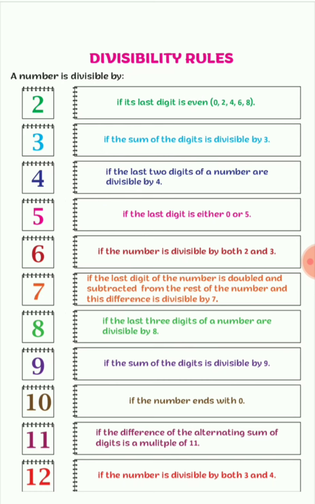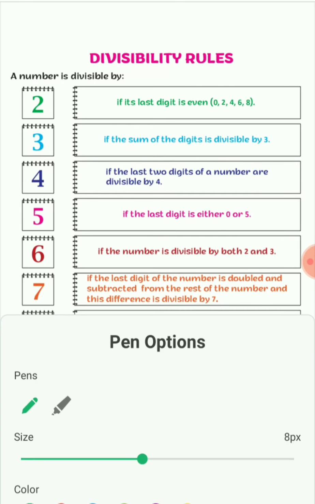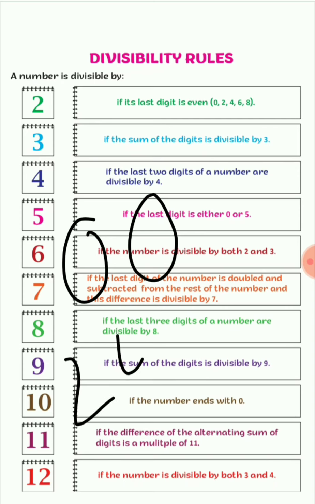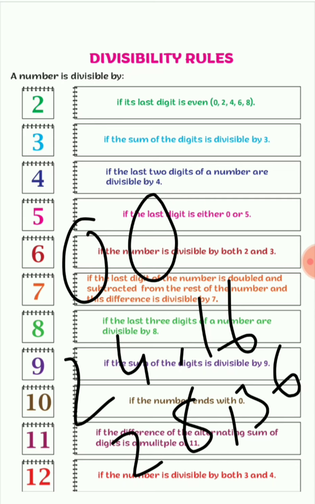Now to check the divisibility rule by 4, we just check the last 2 digits of the given number. If the last 2 digits of the given number are either 0 0 or a number which is divisible by 4, like 24, 16, 28, 36, then the number will be divisible by 4. What is the divisibility rule for 4? We just check the last 2 digits of the given number. This will be of the form either 0 0 or a number which is divisible by 4, like this.